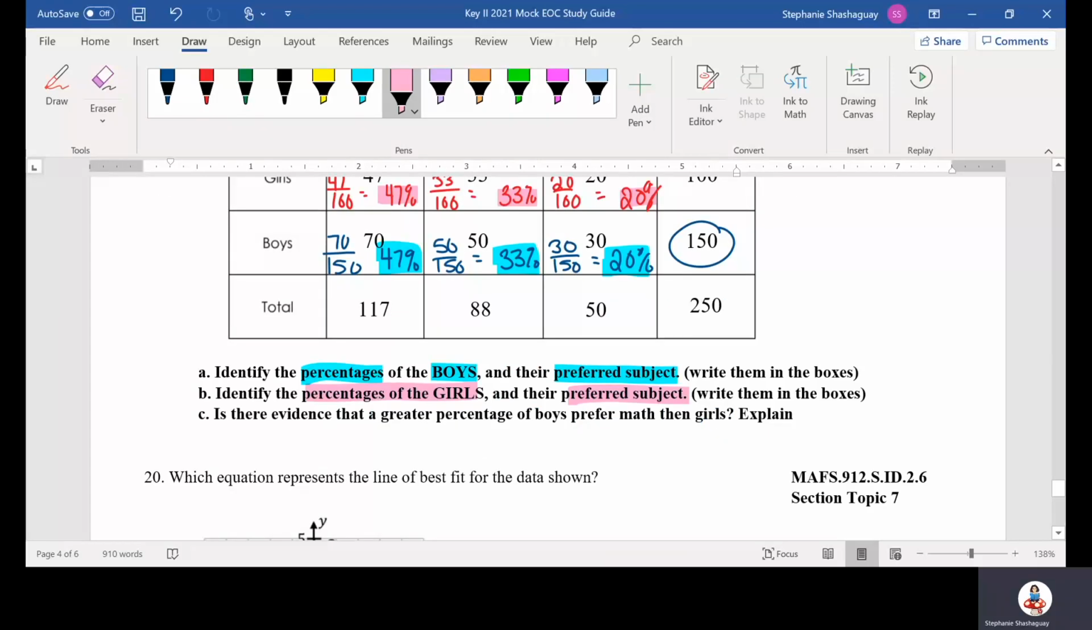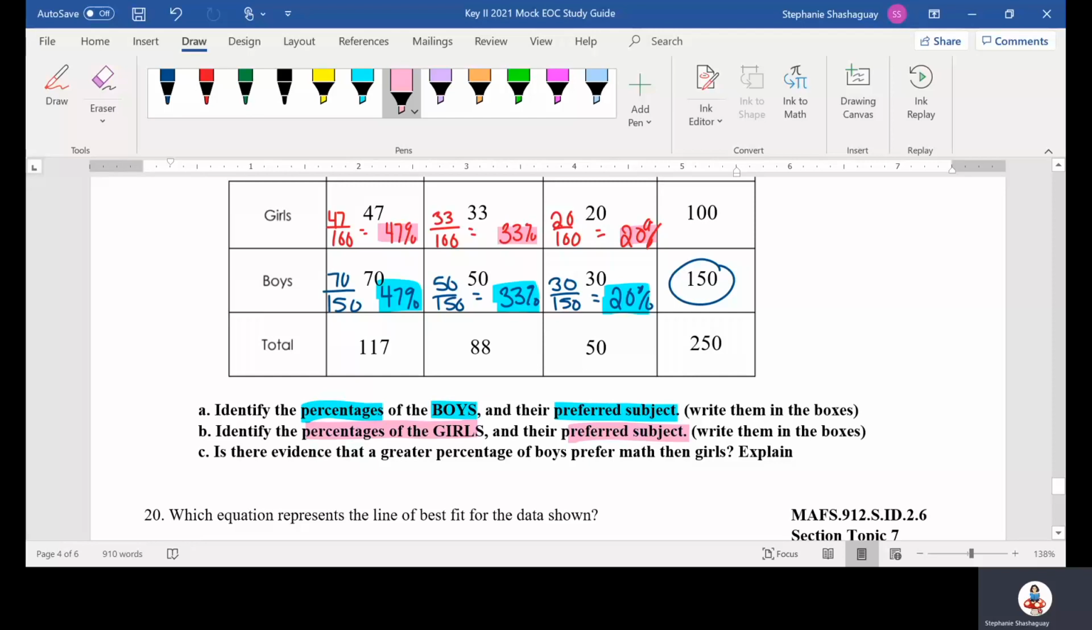Is there evidence that a greater percentage of boys prefer math than girls? Well, if we're looking at just the percentages, is there evidence that more boys prefer math than girls? No. The percentages are the same.